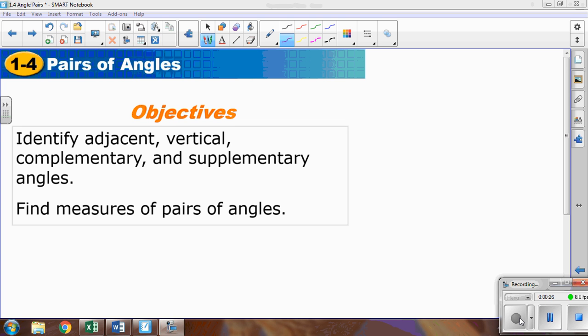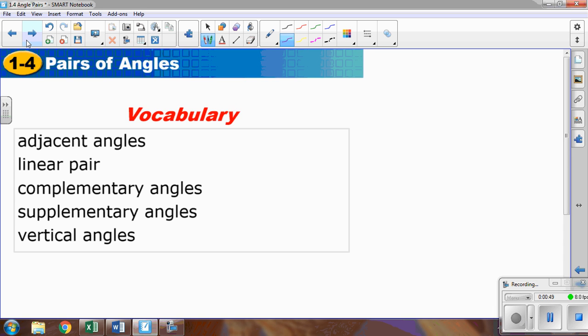We have to be able to recognize them in a picture, and based on our pictures or a verbal or written description, we need to be able to figure out how big they are. That's our focus today. What are vertical, complementary, and supplementary angles? How do you recognize them, and how do you figure out how big they are? And so we'll start off with our vocabulary.